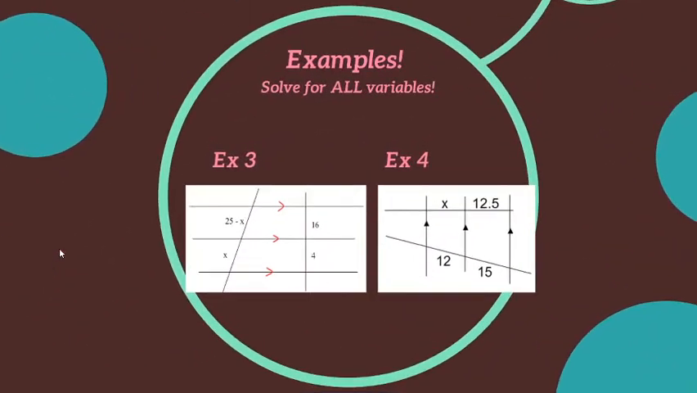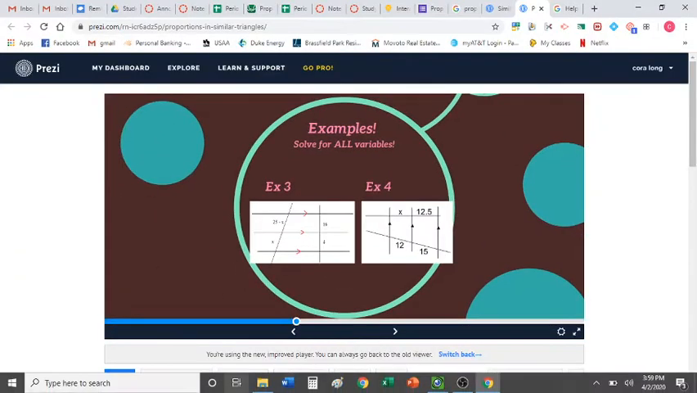In our next two examples, again, we have three parallel lines cut by two transversals, and we need to solve for the missing parts using a proportion. Again, when we have proportions, that means we are going to be cross multiplying. So get excited. Let's get going.